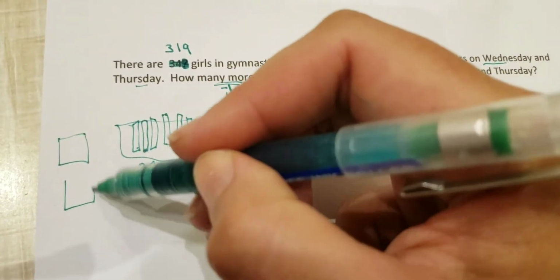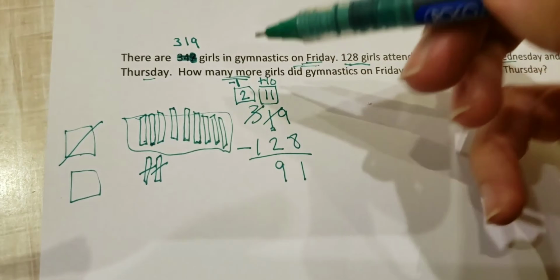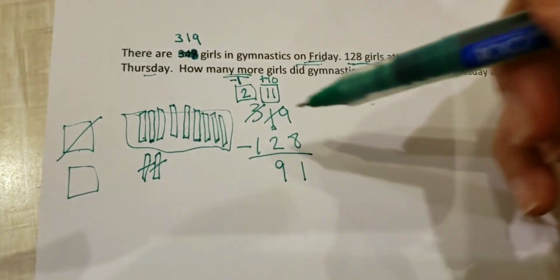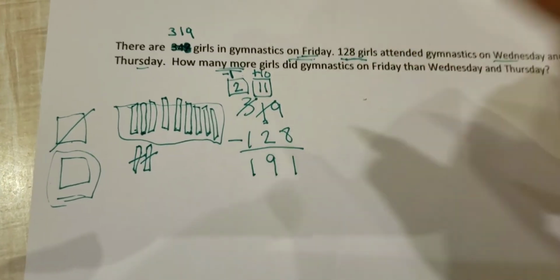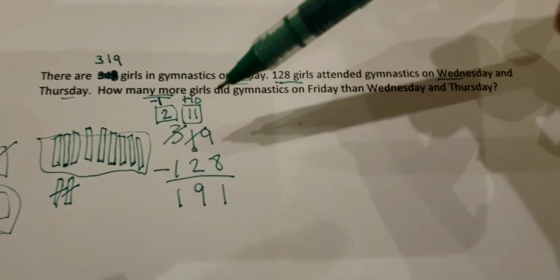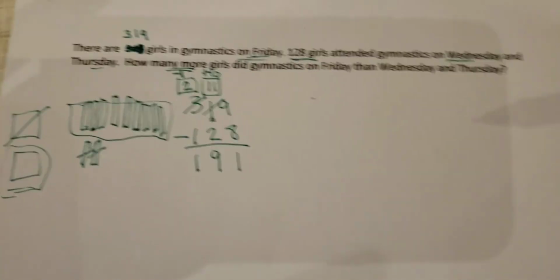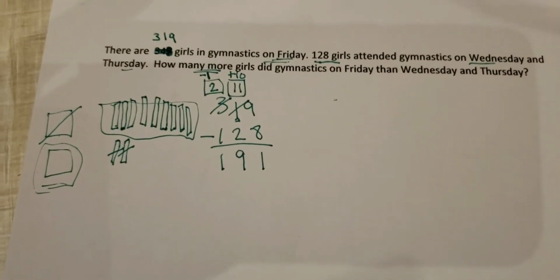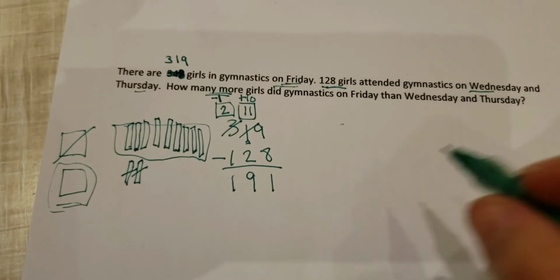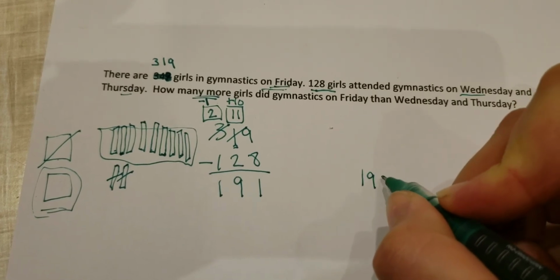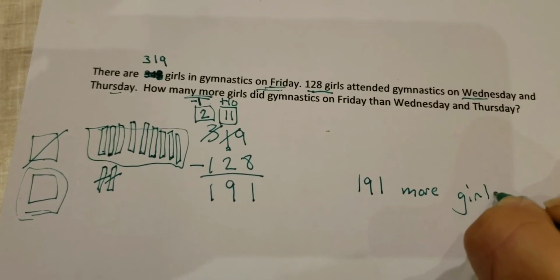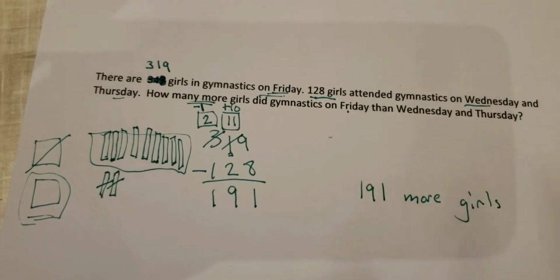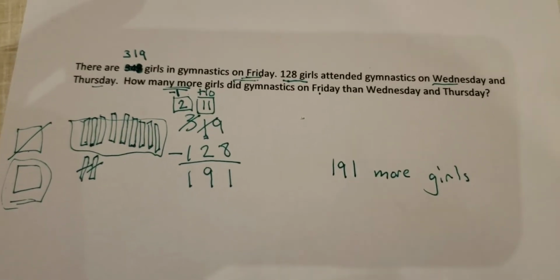Now, 2 minus 1, I know that in my head, but I can draw it just to show that my answer is correct. 2 minus 1, we are left with 1. Okay, so 319 minus 128 is 191. So there are 191 more girls who did gymnastics on Friday than on Wednesday and Thursday.